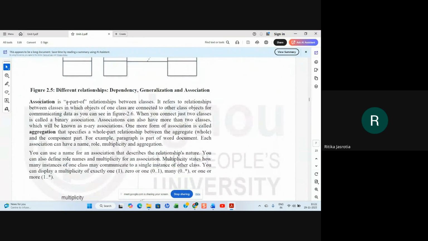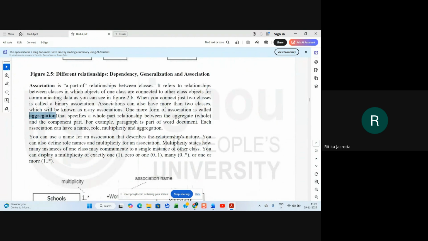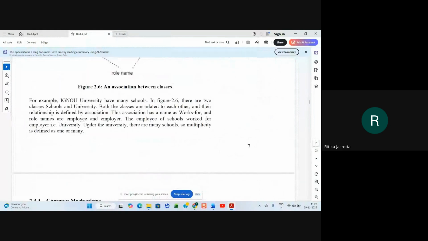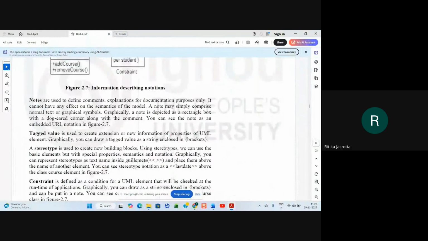Association is a part of relationship between classes. It refers to the relationship between classes in which objects of one class are connected to other class for communicating data. When you connect just two classes, it is called a binary association because there are two classes. Associations can also have more than two classes, which will be known as n-ary associations. So you have aggregation as a special kind of association, one that specifies a whole-part relationship between aggregate and component part. So they have explained that, but we are talking about one-to-one association.